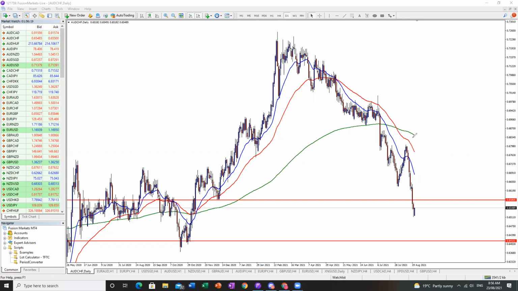Anyway, continuing off this downtrend, prices under the 20, 50, 200 moving average.